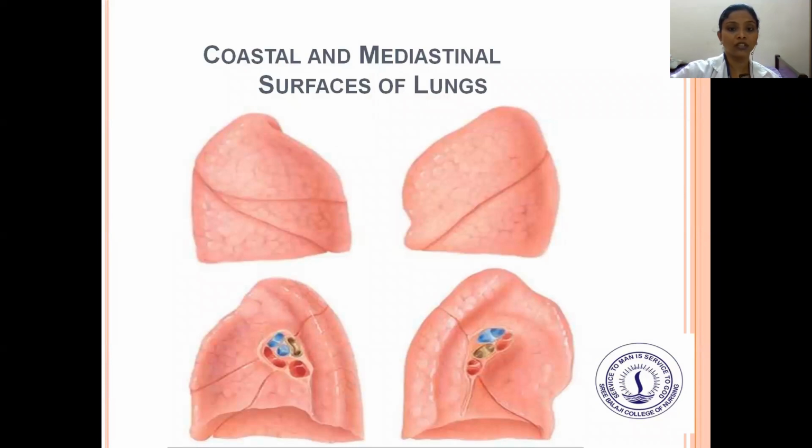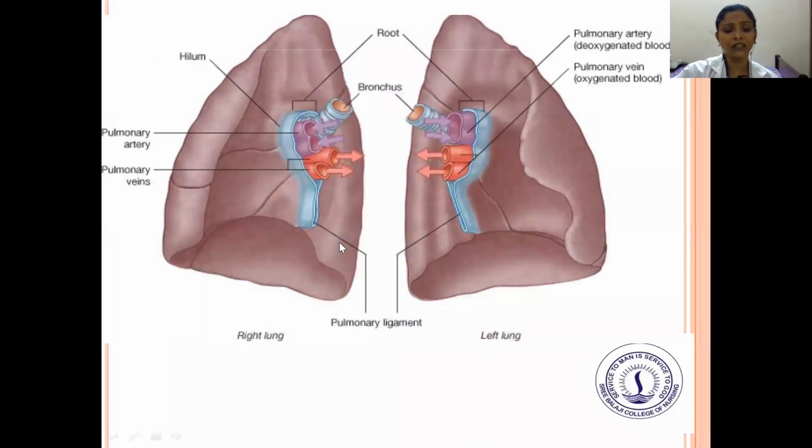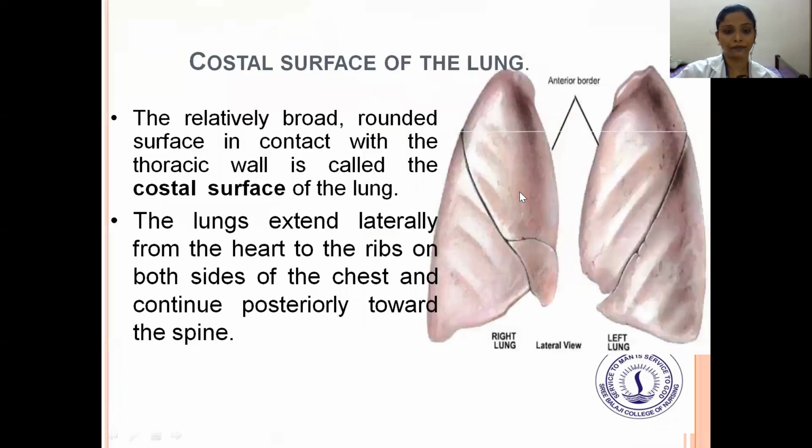This is the costal and mediastinal surfaces of the lungs. You can see in this picture, and here this picture explains the right lung and the left lung. Here is the pulmonary ligament, and this is the root, and this is the bronchus. And the pulmonary artery, they have the pulmonary vein. Pulmonary artery carries deoxygenated blood. Pulmonary vein contains oxygenated blood, and others are present. This is called the hilum.